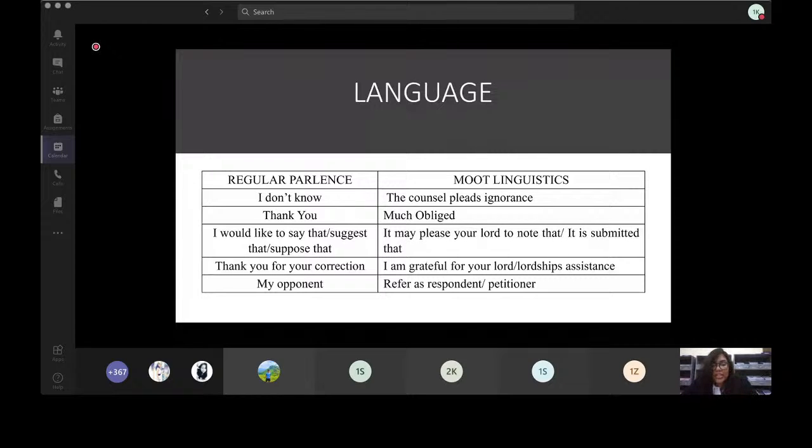And know that because you're a student, you cannot be perfect. There will definitely be times where you are making an error. And if the judges correct you, do not take it offensively. Just say that you're grateful for their assistance and move on.